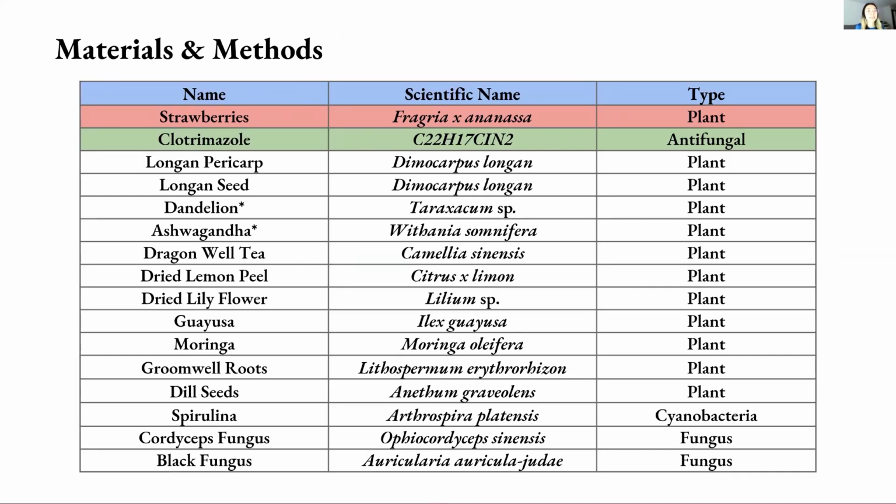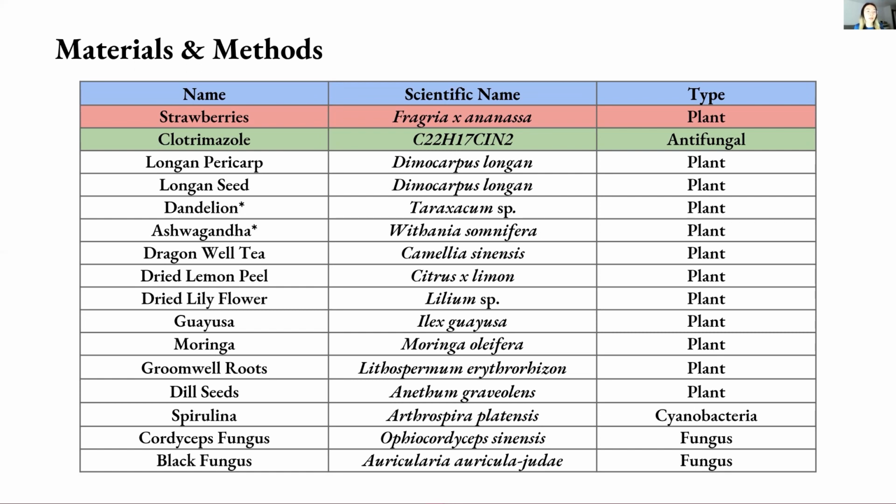In this table, you can see the list of treatments I used. The negative control was the strawberries sprayed with tap water, and the positive control was clotrimazole, which is an inedible, over-the-counter antifungal cream, commonly used for treating athlete's foot. Please note that the two treatments with an asterisk were bought pre-extracted with distilled water and used as is.